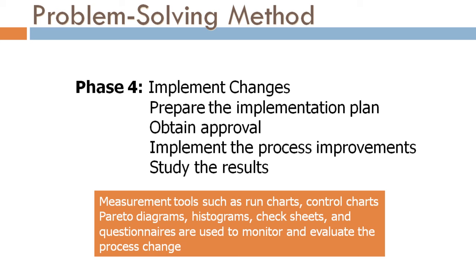Phase number 4, implement changes. Is here when you're going to prepare the implementation plan, obtain approval, implement the process improvement, and study the results. So there are different measurement tools that you can use, such as the run charts, control charts, Pareto diagrams, histograms, check sheets, and questionnaires, and these are going to be used to monitor and evaluate the process change. So remember, these different tools we're going to see along this semester.